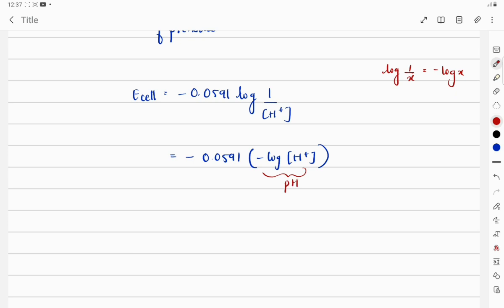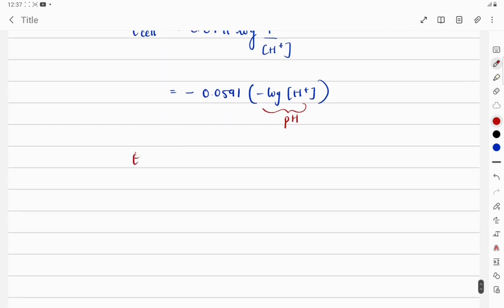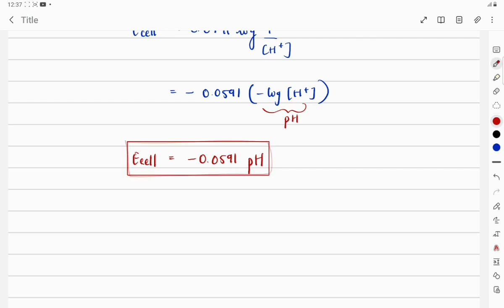So I will rewrite this equation as E cell is equal to minus 0.0591 into pH. Now I have got the equation which directly connects my E cell value to the pH of the solution. Remember, this is the equation you have to use only when your hydrogen electrode is used as cathode. Okay. When the cathode is hydrogen electrode, then this is the equation you can use to find pH.